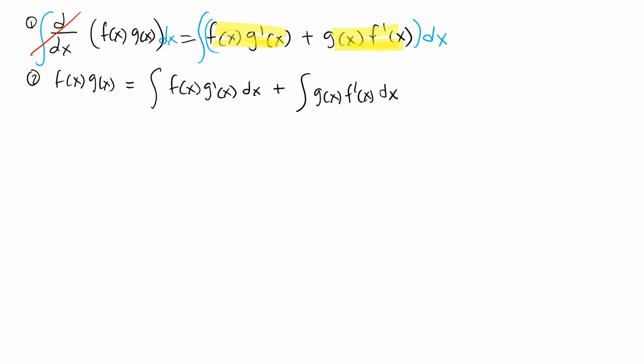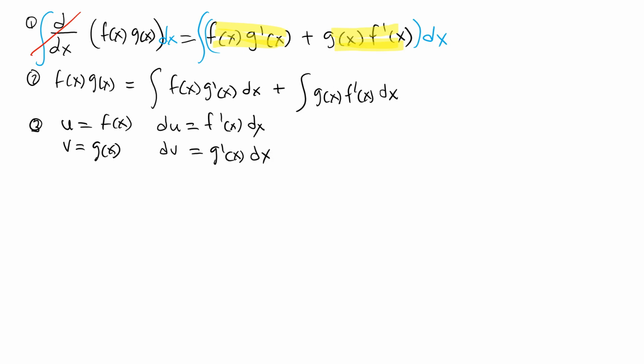So once we substitute, in step 3, I'm just going to let u equal f of x. I'm going to let v equal g of x, and then du equals f prime of x dx, and dv equals g prime of x dx. Okay? So then the fourth step is to literally just substitute.